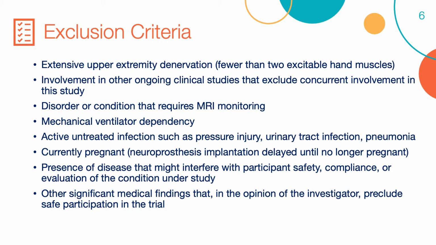Additional exclusions include significant upper extremity denervation, ventilator dependency, a disorder or condition that requires MRI monitoring, and concurrent involvement in other clinical trials. Certain conditions, such as active infections, pressure injuries, respiratory illness, or pregnancy, temporarily exclude participants until the condition is resolved. Finally, the PI has discretion to exclude participants based on other medical findings or conditions that preclude safe participation in the trial.